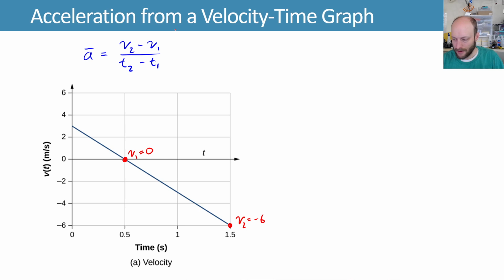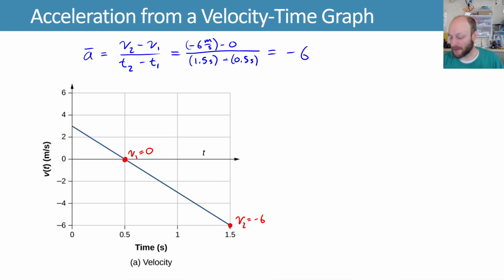So let's plug them in over here, and we get v2 of -6 minus my v1 of 0, with overall units of, I guess I can just write it as -6 meters per second minus 0. And then divided by the time intervals, 1.5 seconds minus 0.5 seconds. So that's -6 divided by 1, which gives you still -6.